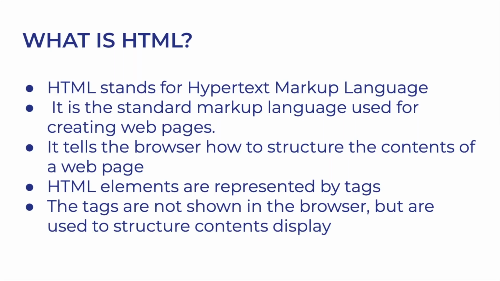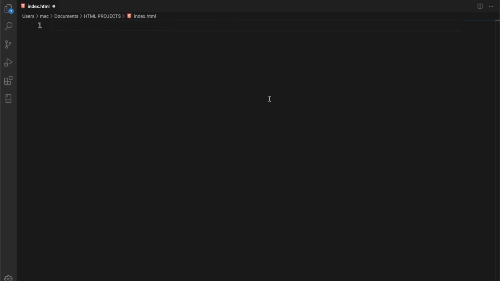Now what is HTML? HTML stands for Hypertext Markup Language. It is a standard language used for creating web pages. It tells the browser how to structure the contents of the web page that you're creating. HTML elements are also represented by tags. A tag usually consists of a start and an end tag, with the contents in between. We'll see a description of that in a bit. The tags are not usually shown in the browser, but are used to structure the contents display. Okay, so let's see a demonstration of this.